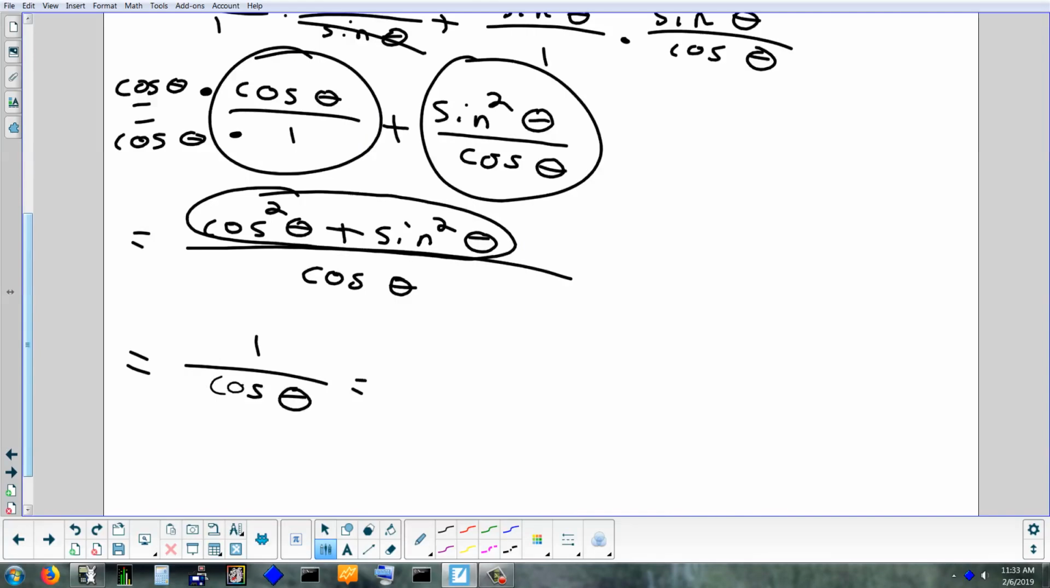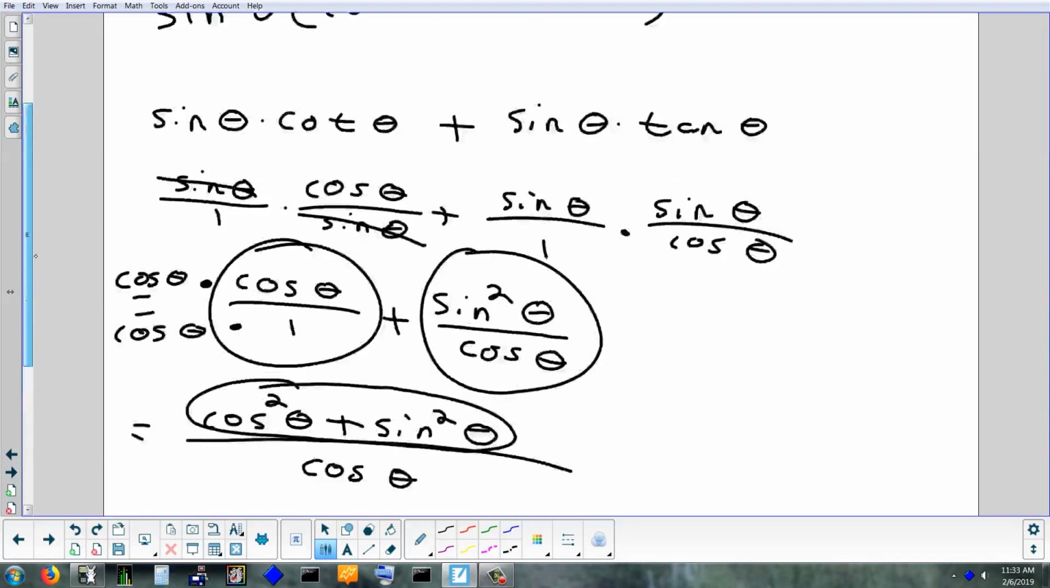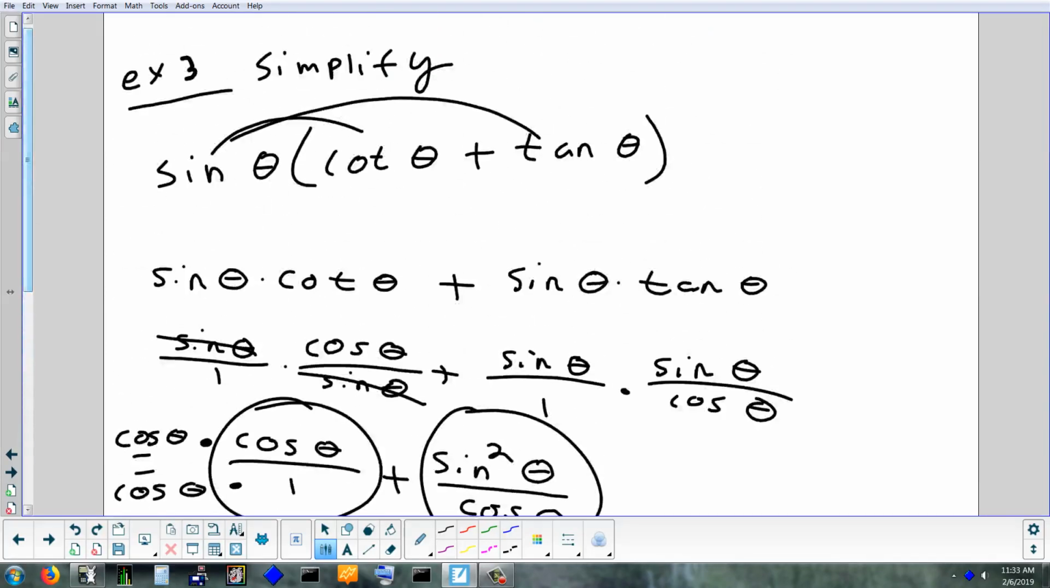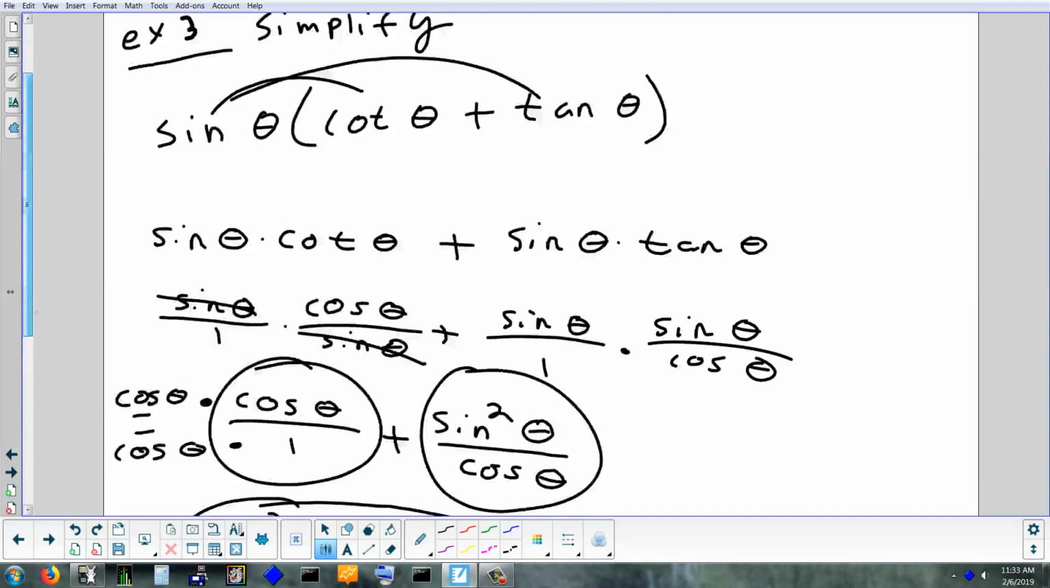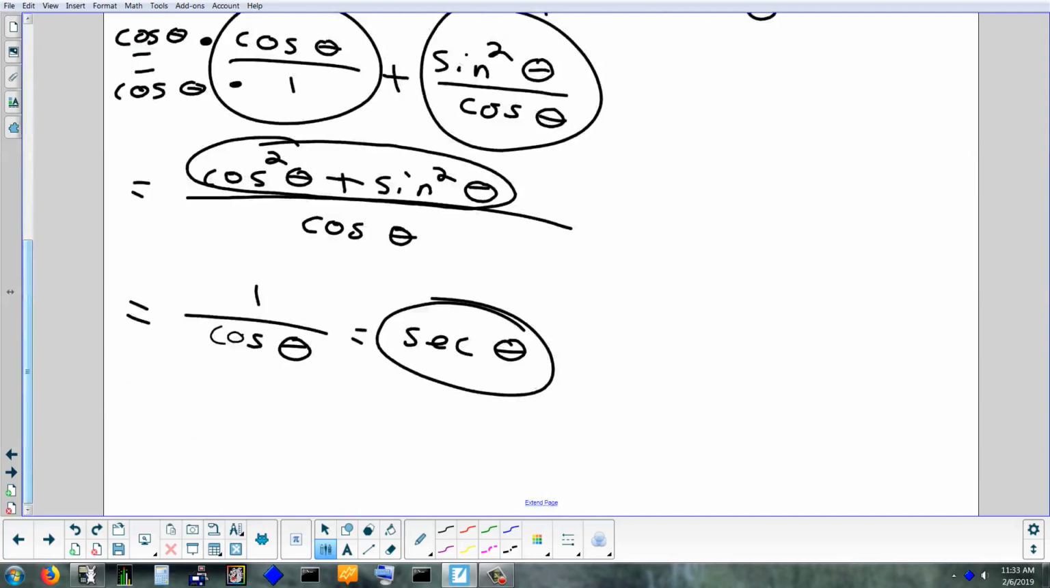So if you forget that sine squared plus cosine squared is 1, you get stuck. That's where you have to go back and look at your identities. And now 1 over cosine is what? Secant. So we ended up with something very simple, just a single trig function, and we started with something pretty complicated: 3 different trig functions with a distributive property. And it all simplified to secant. That one's a little harder than the first two. Definitely a little harder. Probably about the difficulty you would see on a test, with some easy ones too, like the first one.